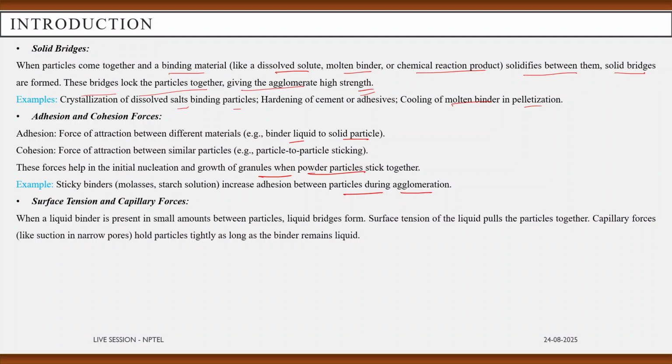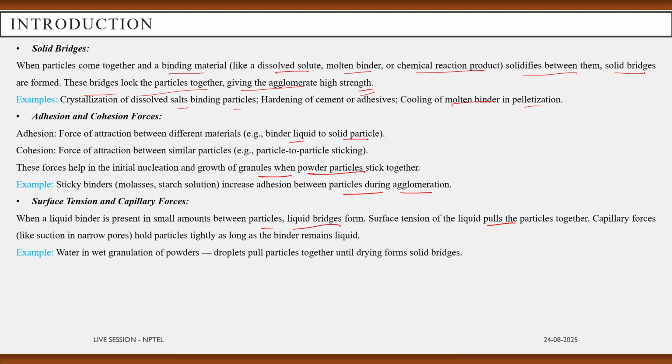So when a liquid binder is present in very small quantity between the particles, liquid bridges form between the particles. Now the surface tension of the liquid plays an important role in such a way that it pulls the particles together. And the capillary forces, like suction in the narrow pores, hold the particles tightly as long as the binder remains in liquid form.